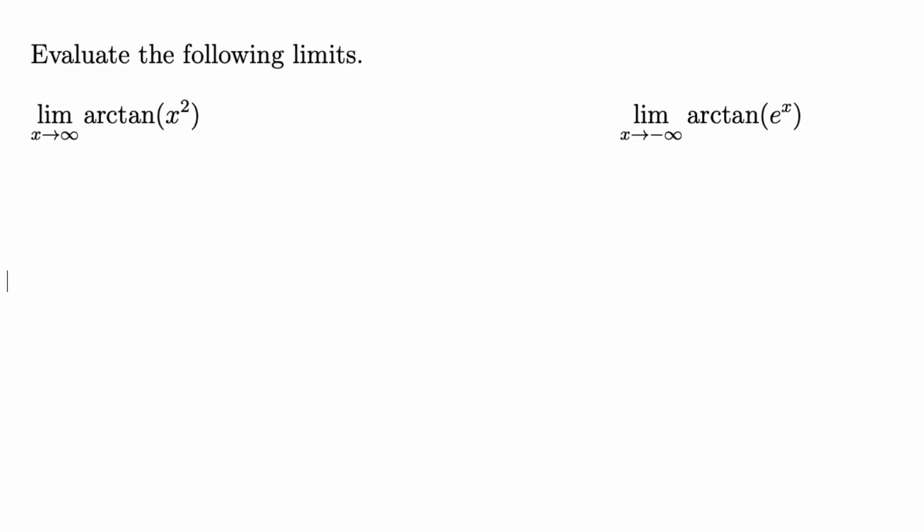Evaluate the following limits. In the first part we have the limit of arctangent, which is the same as tangent inverse, of x squared as x approaches infinity. As we know, the arctangent function, like many other functions, is continuous in its domain, so this limit can be taken inside. That means this is arctangent of infinity squared, which is very big. So arctangent of infinity. And what is arctangent of infinity in terms of limit?